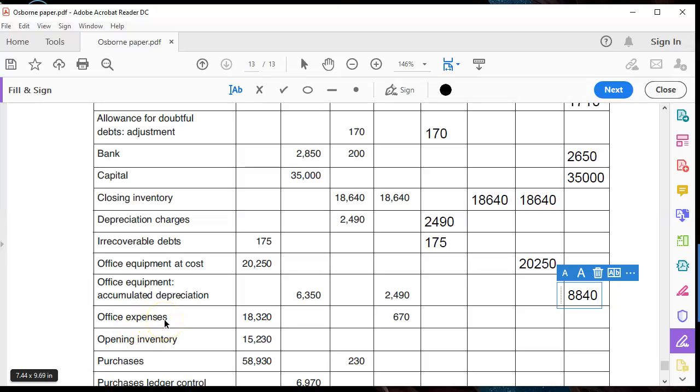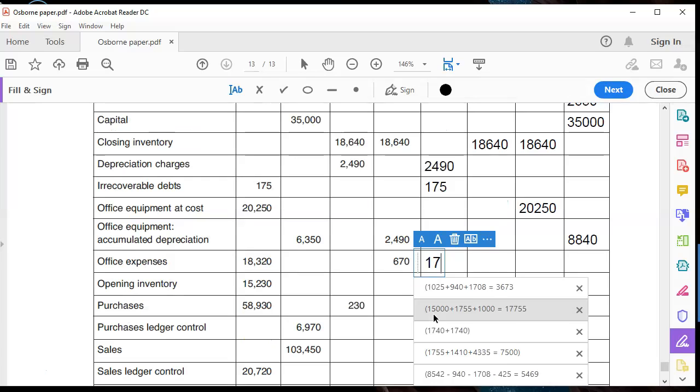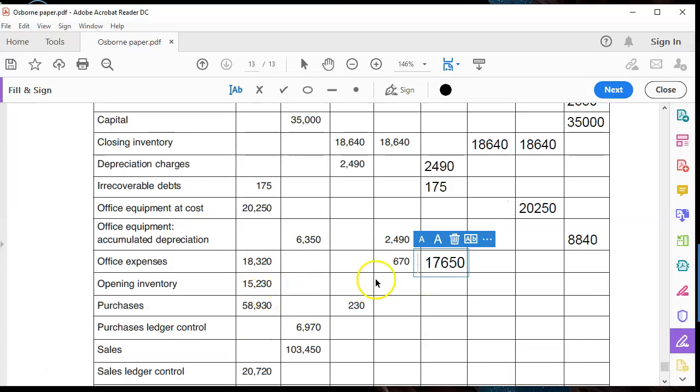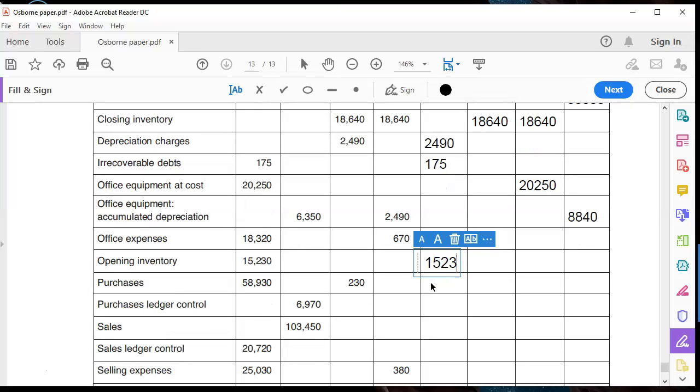Office expenses is an expense, SPL debit. We have one debit and one credit, so we need to subtract 18,320 minus 670, which is 17,650. Opening inventory is also an expense, so SPL debit, 15,230.